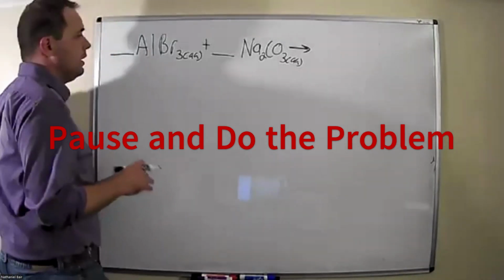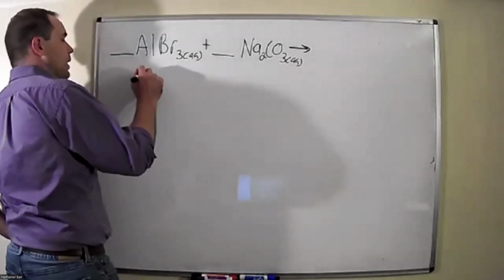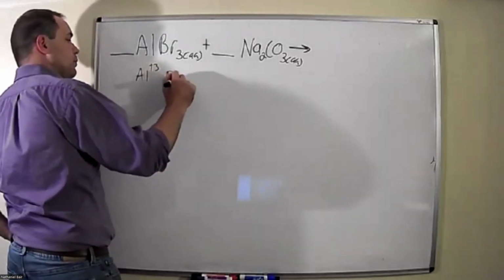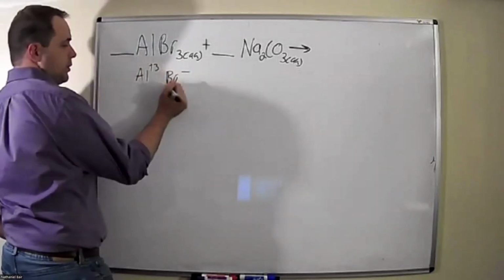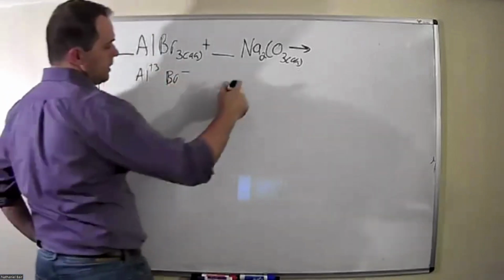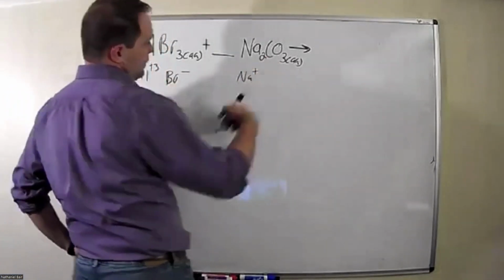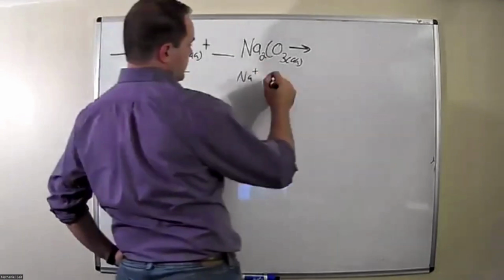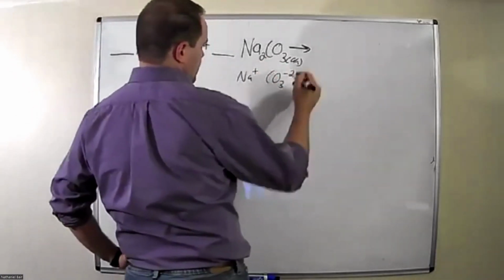So what are the ions that we're moving around? Well, aluminum is +3 and bromide's -1. I don't care that there's 3 bromides. I'll worry about that when I balance. Sodium is +1. I don't care there's 2 sodiums. I'll worry about that when I balance. And then carbonate is -2.